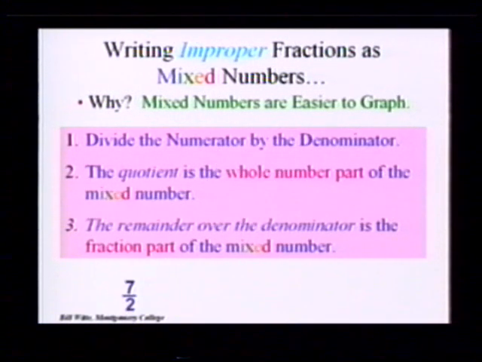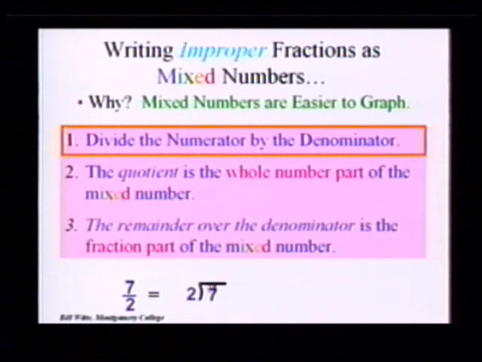7/2, that's improper. I want to go to mixed so that I could graph it. Well, let's see. I'm going to divide the numerator by the denominator. 7 divided by 2, and it goes in how many times? Goes in 3 times. Okay, so that's the whole number with a remainder of 1.